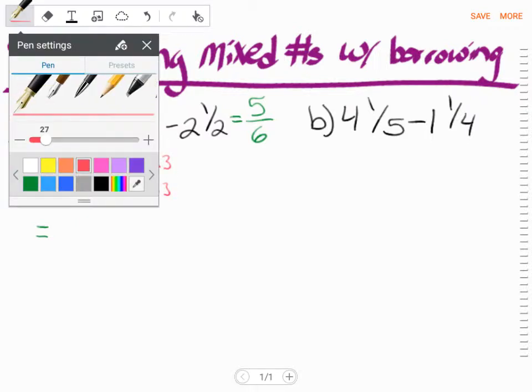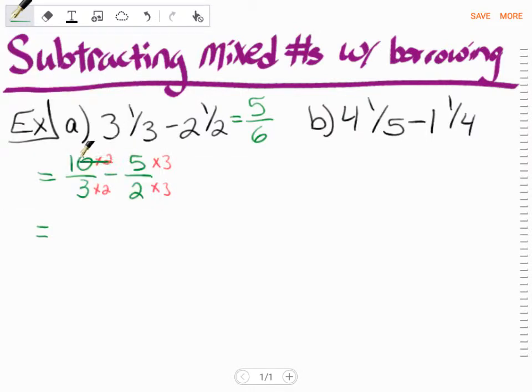So when I do this, I get 10 times 2 gives me 20. 3 times 2 gives me 6. Minus 5 times 3 gives me 15. 2 times 3 gives me 6. And now all I'm doing is 20 minus 15 is going to give me 5/6. Alright, and I don't have to simplify that any further. It's as nice as it's going to ever be. So that's going to be my final answer.